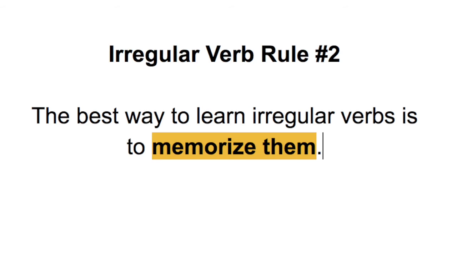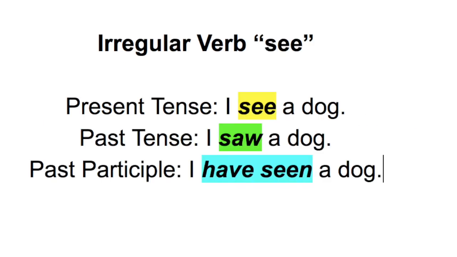And here's the second rule about irregular verbs. The best way to learn them is to memorize them. If you remember when you were younger and you were learning to spell words, you had words called sight words. There wasn't really any rhyme or reason to learning how to sound those out. You just had to memorize them. And it's the same thing with irregular verbs.